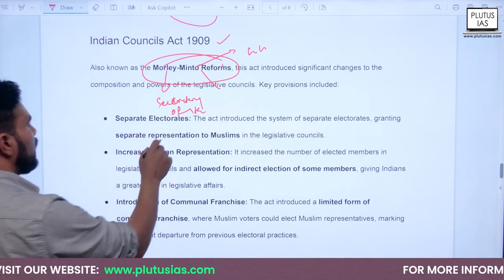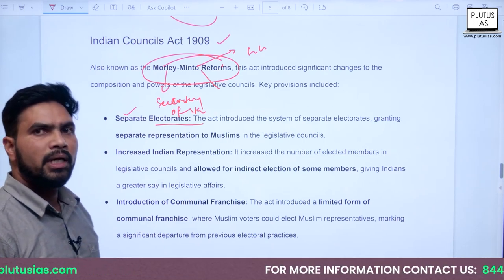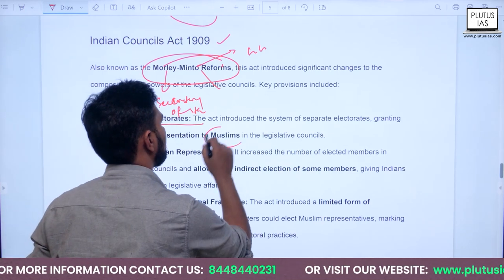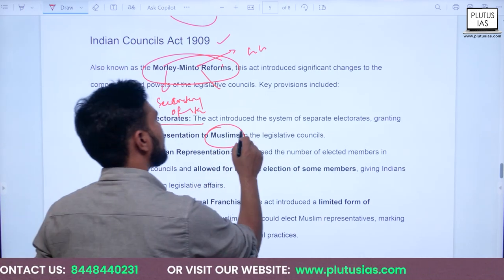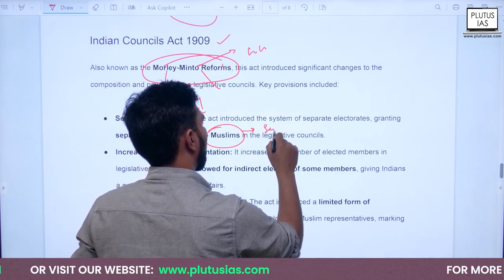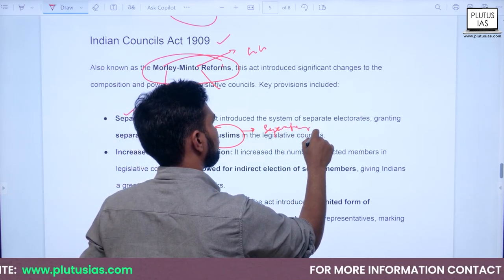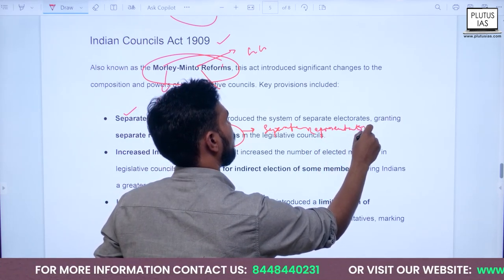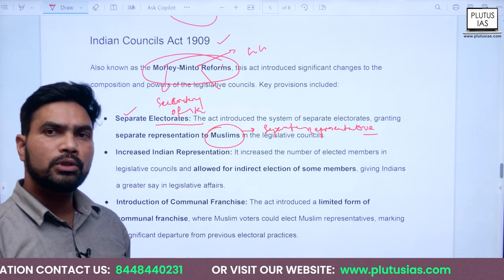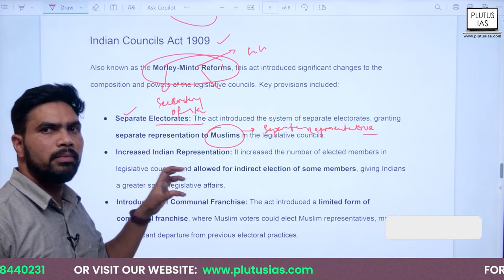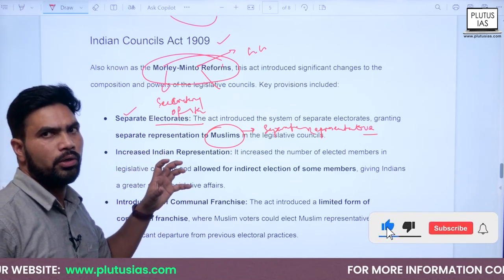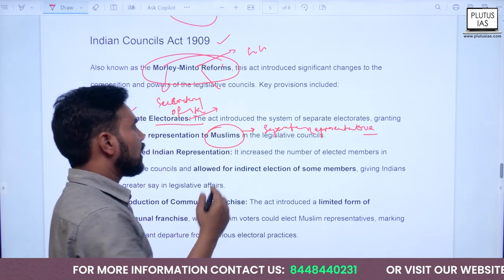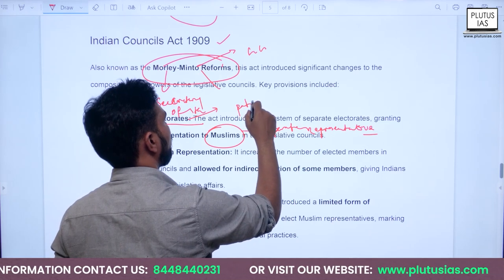The key provisions are separate electorates. For the first time in India, the concept of separate electorates came. The Muslims of India were given the option of electing a separate representative to represent only the Muslim community. This is the basic concept behind separate electorates. Friends, as we all know, this separate electorate actually led to the partition of India in 1947.